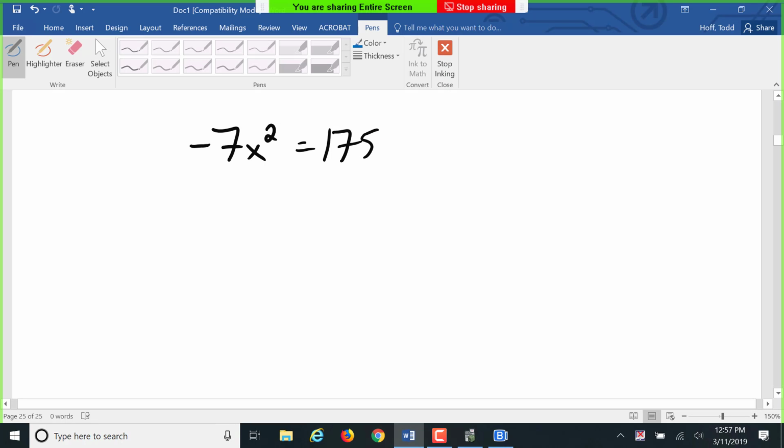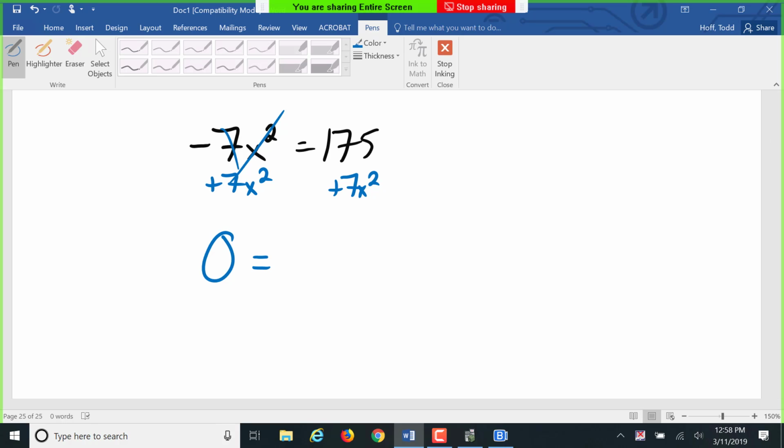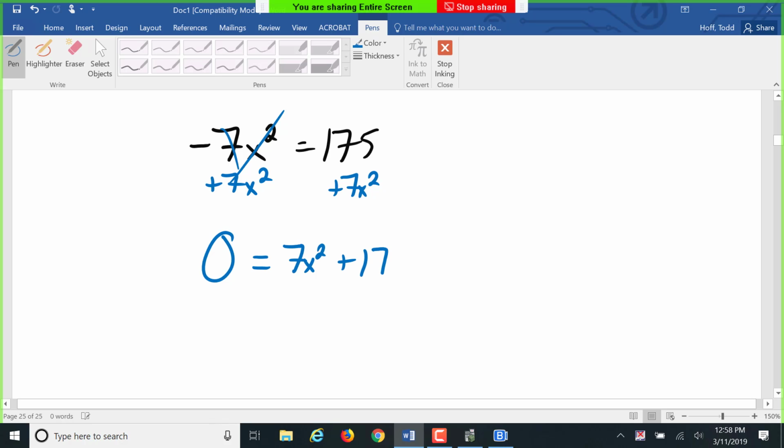So if we have something like this, where do you suggest we start? Okay. We have to get it equal to 0. But in this case, the x squared is negative. So we want to make it positive. So we are going to add the 7x squared. So this side's equal to 0. Now over here, 175 plus 7x squared, I could write it like that. But we prefer to have them in that decreasing order, or descending order. So we're going to write it as 7x squared plus 175. What do we do from there?